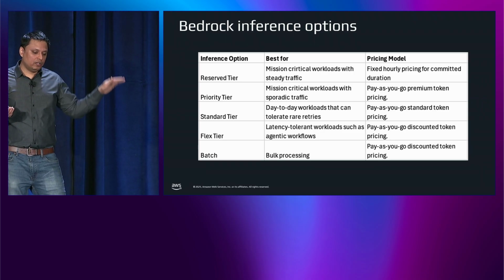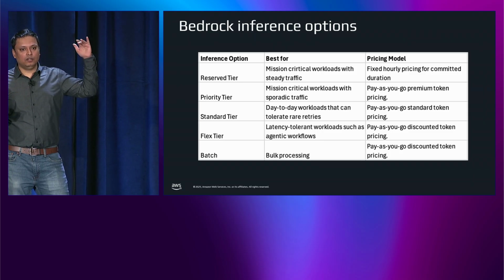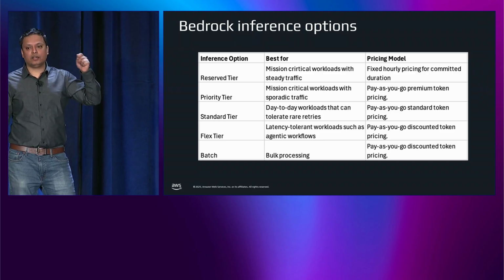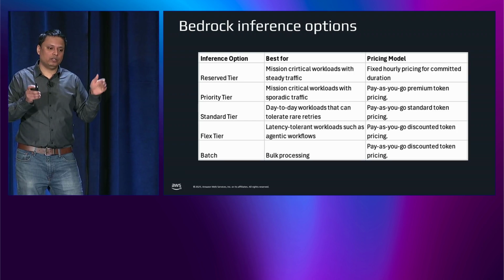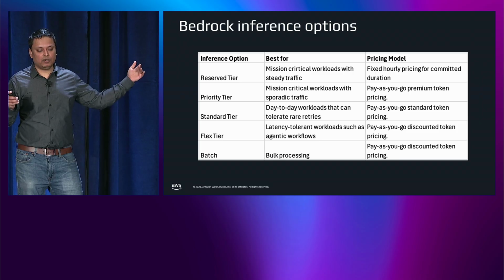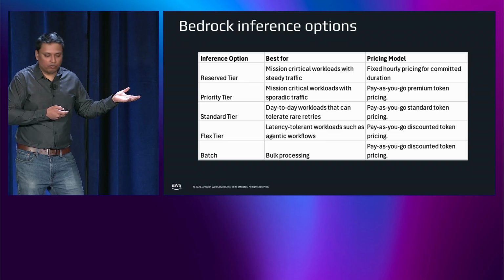The priority tier is next in the line of priority. Think about these tiers as levels of quality of service. If there is a reserved tier request, that gets served first ahead of everyone else, right? And we have made sure that there is enough capacity for reserved. Priority tier request gets served before standard and flex, and standard gets served before flex. So it's basically real-time prioritization on the platform.